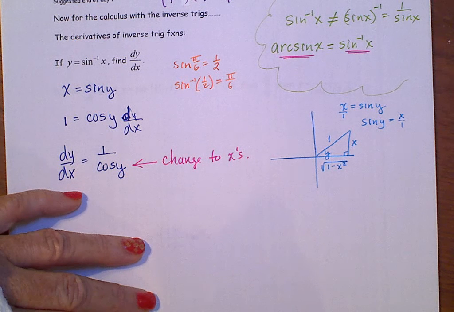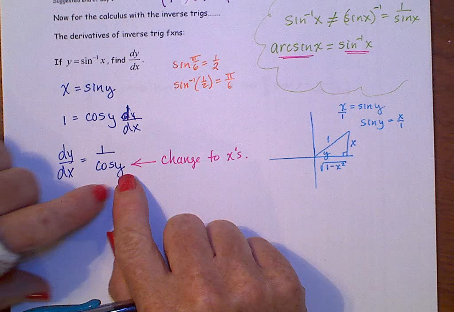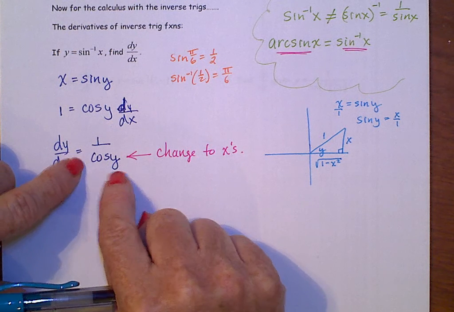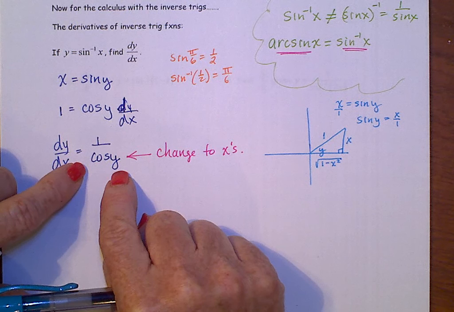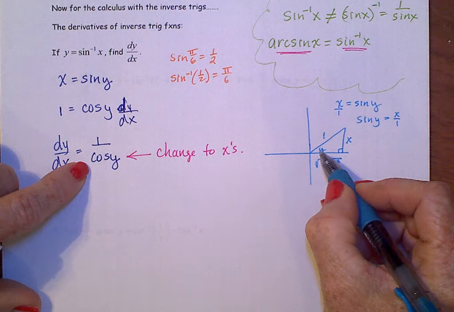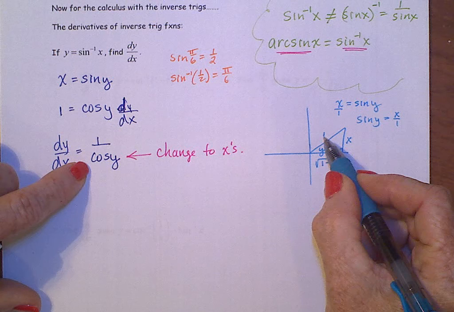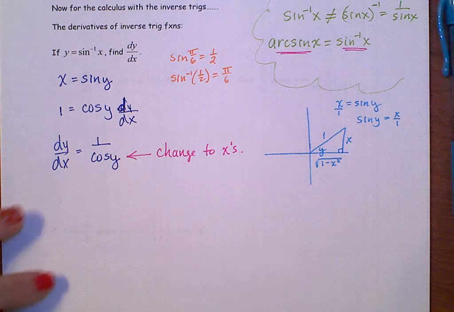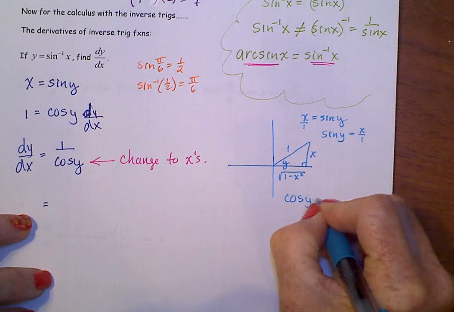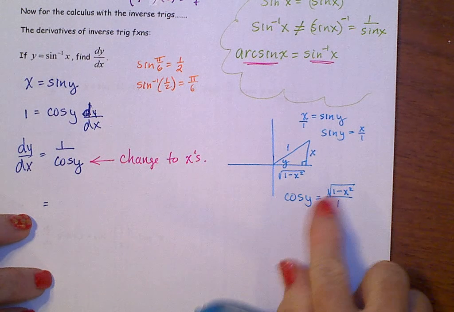All right. Now remember what we were trying to get rid of. We were trying to get rid of y. Well, I don't know what that angle is. What about cosine y? Can I figure out what cosine y is? Cosine is adjacent over hypotenuse. So from this y, the adjacent side is the square root of 1 minus x squared, and the hypotenuse is 1. So let's just jot that down over here. Cosine y is adjacent over hypotenuse, or just the square root of 1 minus x squared.